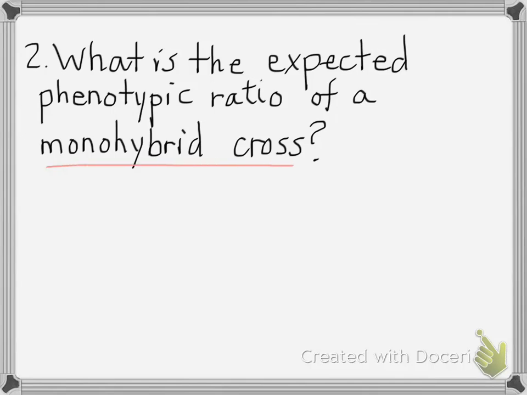A monohybrid cross looks like this. So let me explain why they call that a monohybrid cross. What does mono mean? One. So we're doing one trait. Thus you'll notice I only used one letter, the letter A. Hybrid means each parent is heterozygous. What does heterozygous mean? Hetero means the same or different? Different. So if you'll notice, this parent has two different genes for that trait, and this parent has two different genes for that trait.